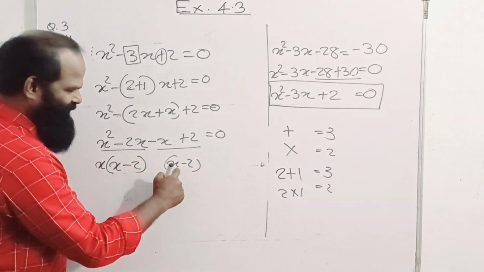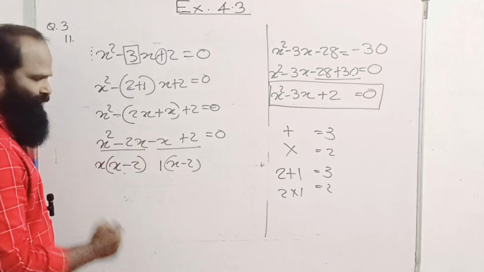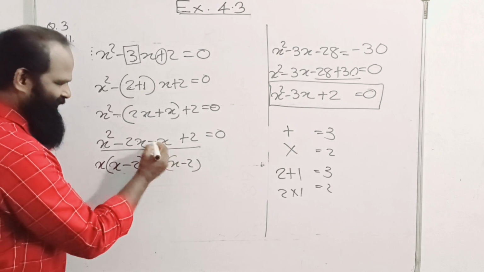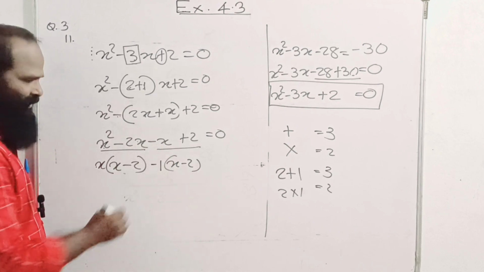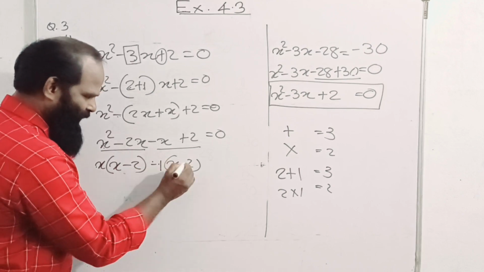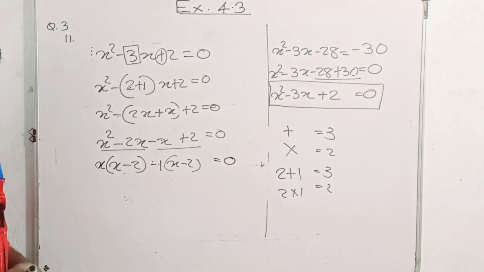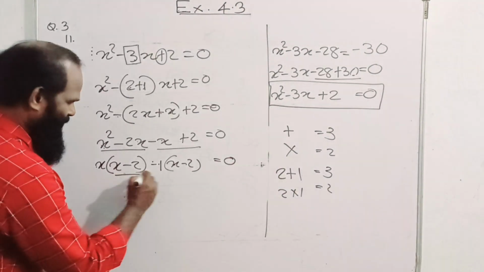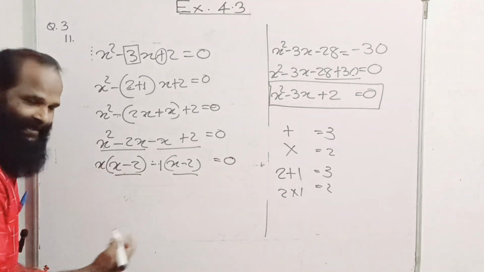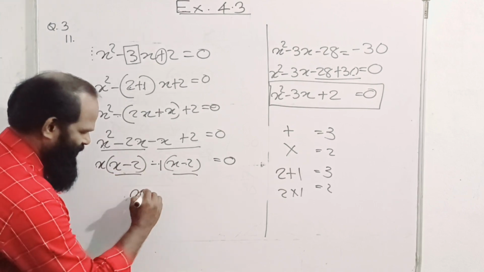What number into x is negative x? We know that 1 into x is x. But what sign into positive is negative? It should be negative. Negative 1 into x, negative 1x. Negative 1 into negative 2, positive 2. Yes, the solution is absolutely right. So we write x minus 2, x minus 2. Factorization again. x minus 2 is common on both sides. So we write x minus 2.